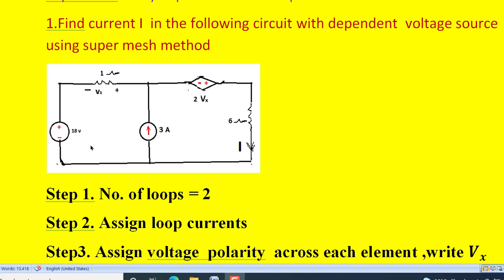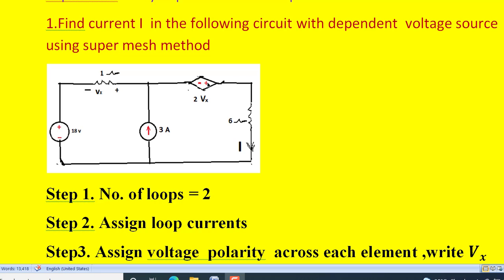So look at this diagram here. This is the 18 volts DC supply. There is a 1 ohm resistor and the voltage across that is assigned as Vx, and its polarity is also fixed like this: this is minus and this is plus. And this is the current source which is common to the first loop and second loop, and its value is 3 amperes.